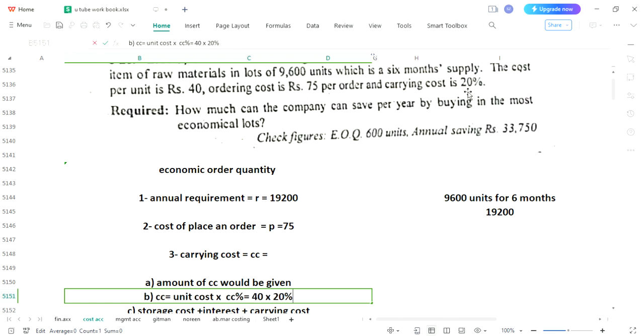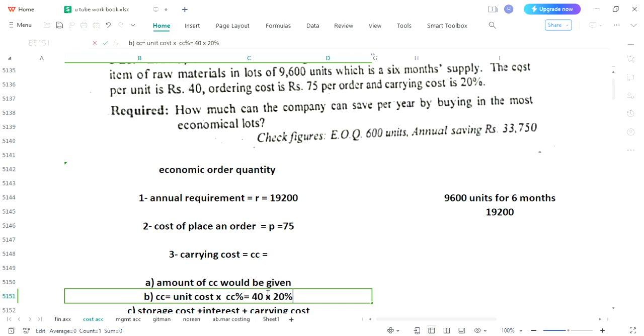Understood? There were 3 methods with which you can calculate your carrying cost. The amount of carrying cost can be given. No, in the question the amount of carrying cost was not given. The second method was to see if a proportion is given. Yes, carrying cost proportion. Look, it is very clear carrying cost proportion is given. So we needed to multiply this proportion with unit cost. And per unit cost was mentioned 40. Proportion was given 20. So we will calculate by taking 20% of the 40 per unit cost.